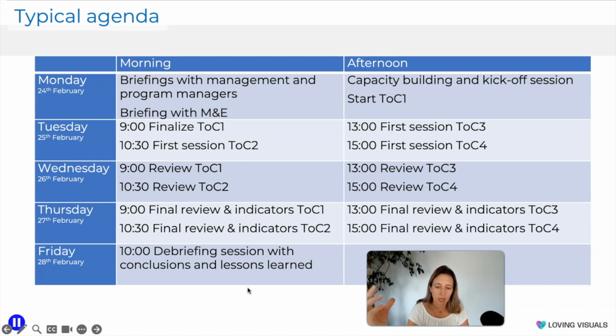And usually on the last day, we're going to debrief on how the process went. We're going to show the diagrams to the rest of the team. They're going to explain it themselves because they're the ones who know it best. Next steps, what to do now, and also if the process was useful or not.